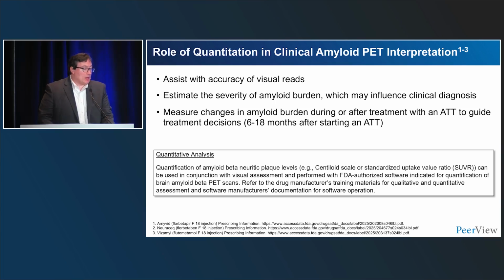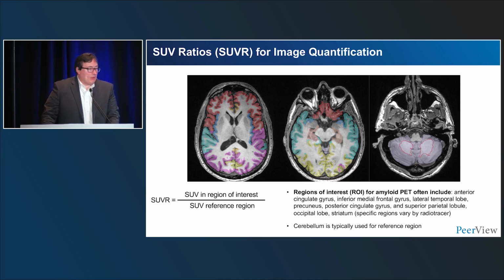And this little box below, you'll see for the approved amyloid PET tracers, this is in the prescribing information. So the FDA recognizes quantitation as part of the interpretation. The basis for how we're doing quantitation in amyloid PET is relatively straightforward. It's based on SUV ratios.